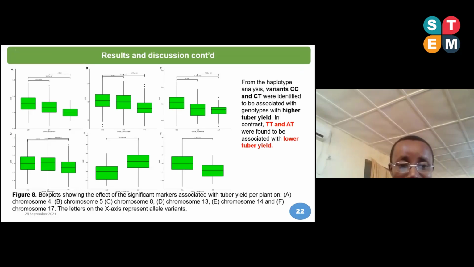Also, for the box plot display of the effect of the significant markers for the yield, we only show like 6 significant ones here, those that really showed variance. For instance, variants CC and CT were identified to be associated with genotypes with higher tuber yield. In contrast to that, TT and AT were found to be associated with lower tuber yield in this particular study.